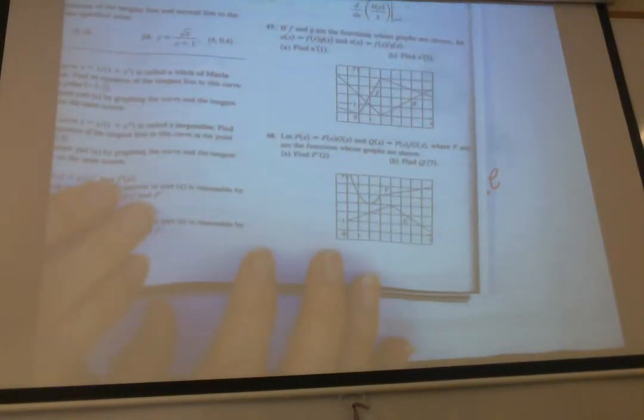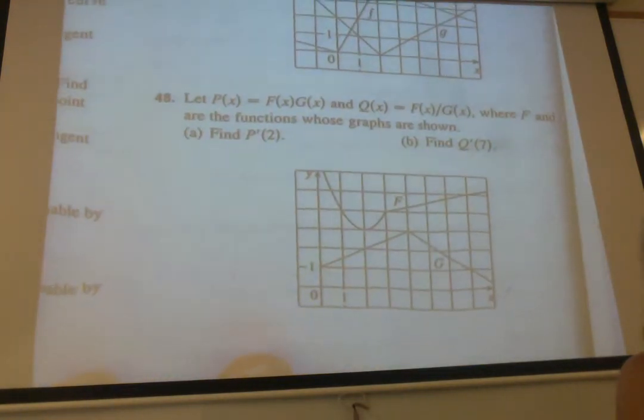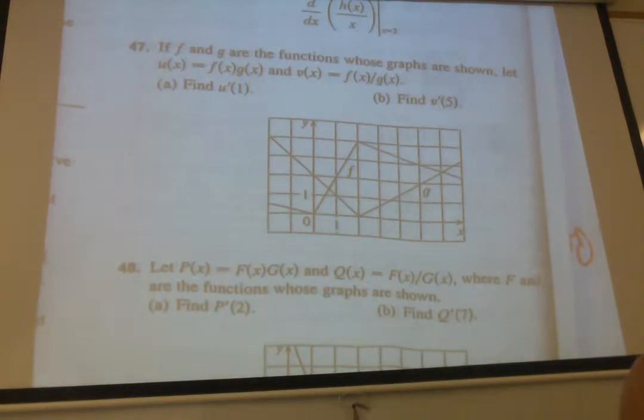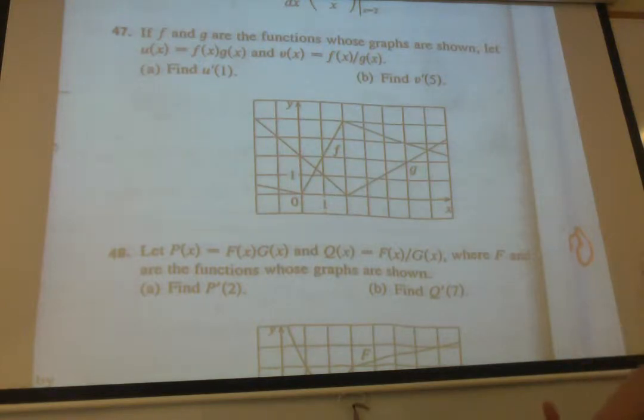So here's 47. Yesterday we did a problem where they gave us a table, correct? That had the outputs and then it had the derivative. And again, the derivative means the rate of change at that moment on your graph, or the slope of the tangent line. That's what that derivative means. So now we have a problem that's not a table, it's an actual graph.